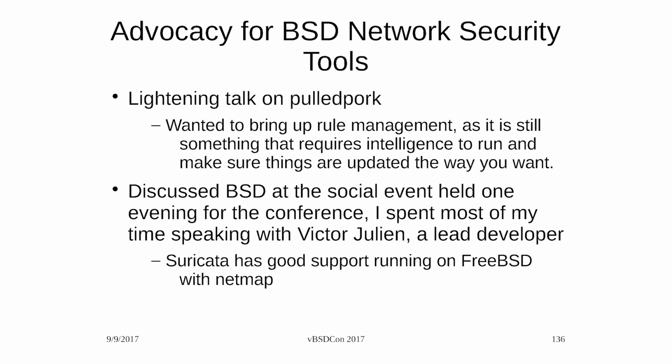There's not really a community around it, and I try to bridge that: is there any issue anyone has? Because if you don't put it on GitHub, I don't know it's a problem. And of course, at the social event, more BSD discussions ensued. But the interesting thing about Suricata is, I think Victor Julien did work with Luigi at some point, and there is pretty good support for netmap built into Suricata.